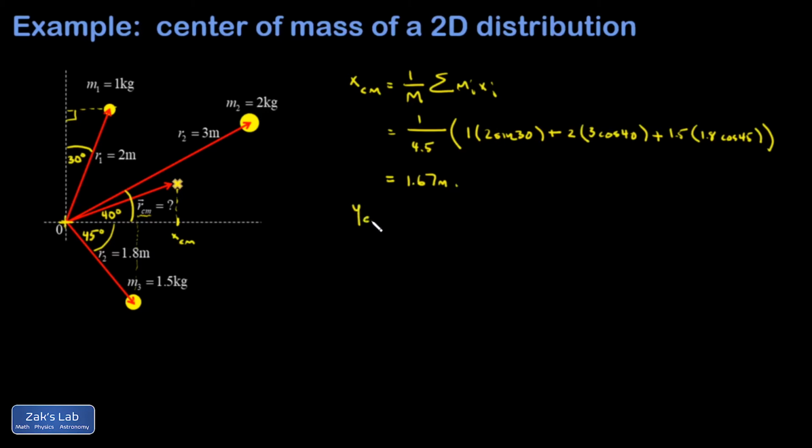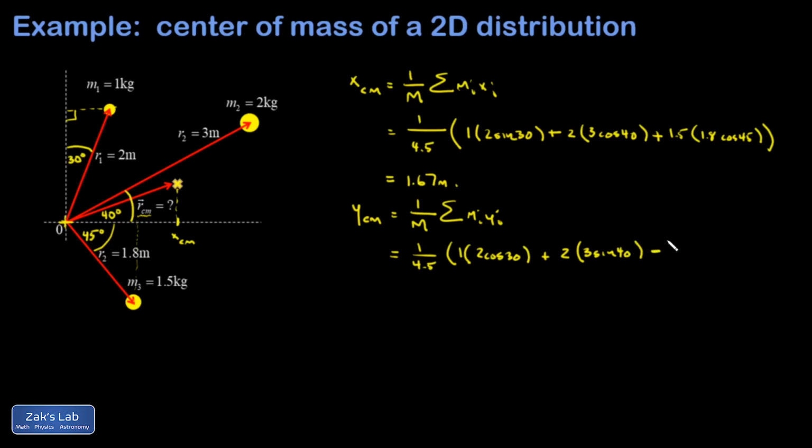Then I look at the y coordinate, 1 over the total mass times the sum of each mass multiplied by its y coordinate. That's 1 over 4.5. And then I go to m1, that's 1 times the y coordinate of m1, that's going to be 2 cosine 30, plus m2, that's 2 times the y coordinate of m2, that's 3 sine 40.